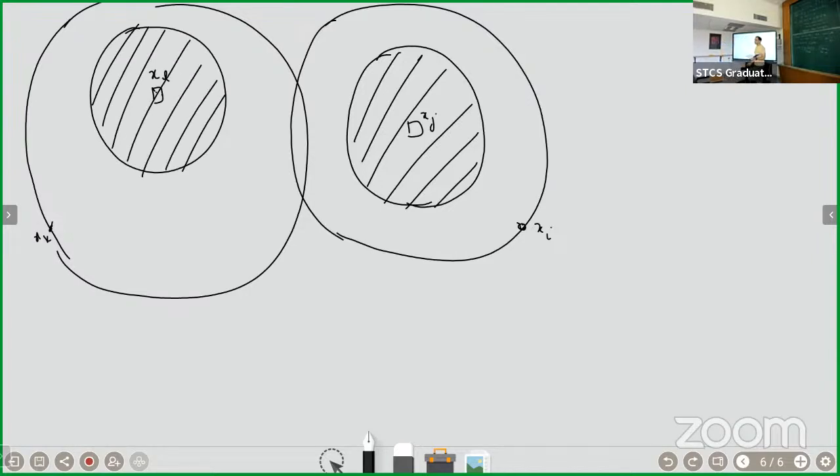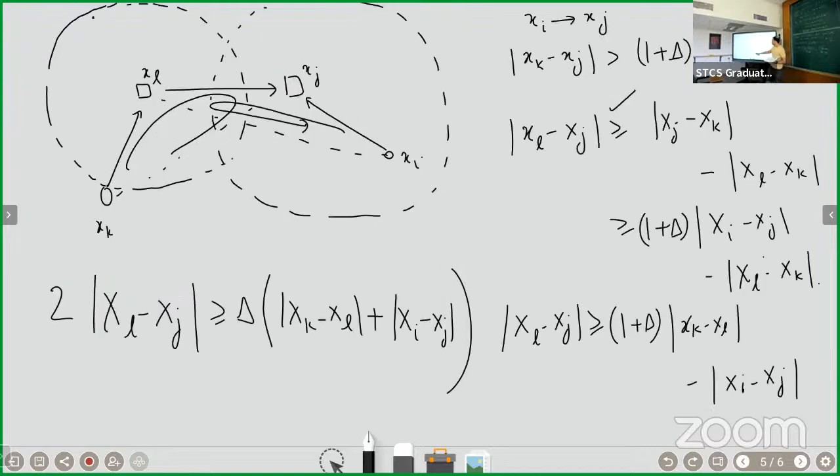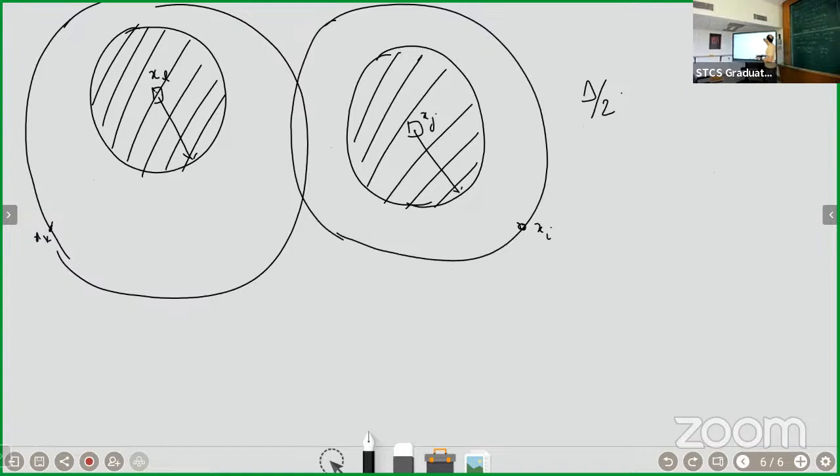I want to play with this shaded region. Do not contain more than one point. What is that? What is the radius of this? Delta times xl minus xk, delta by 2 times this is between xi and xj. So I've got both of them, xl minus xk and xi minus xj. Clearly, it has exactly one point.